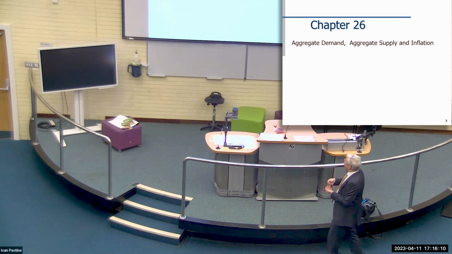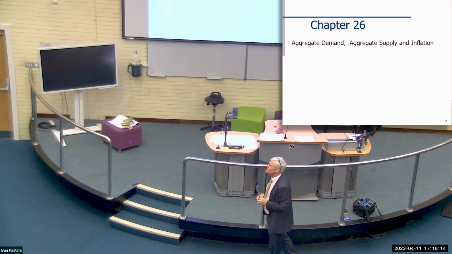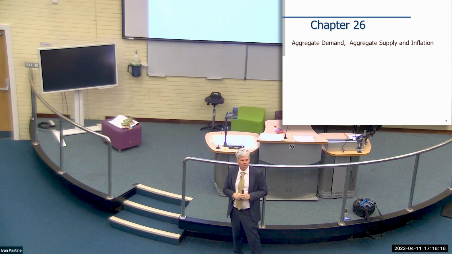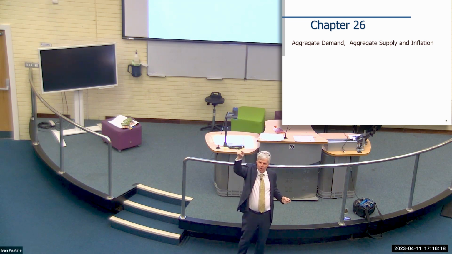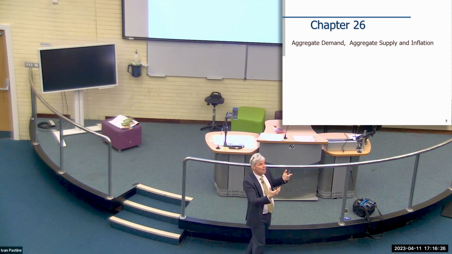And we're going to do this through this model: aggregate demand, aggregate supply, and inflation. And you have seen supply and demand, right? You know this supply and demand: there's a line going up, there's a line going down, and there's a magic point where they cross. It's going to be exactly that kind of model. We're just going to put aggregate in front of it.